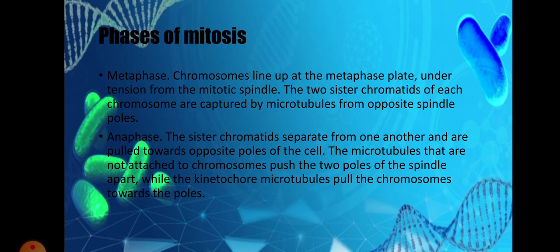Under tension from the mitotic spindle, the two sister chromatids of each chromosome are captured by microtubules from opposite spindle poles. Next is anaphase. The sister chromatids separate from one another and are pulled towards opposite poles of the cell. The microtubules that are not attached to chromosomes push the two poles of the spindle apart, while the kinetochore microtubules pull the chromosomes towards the poles.